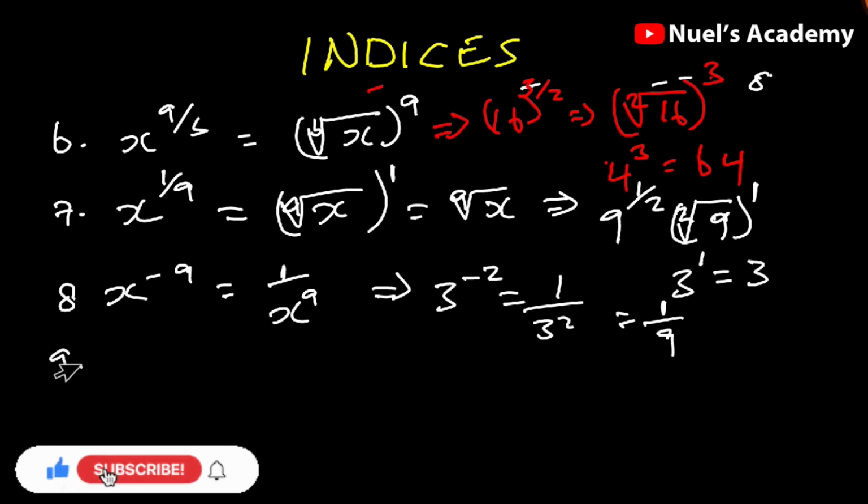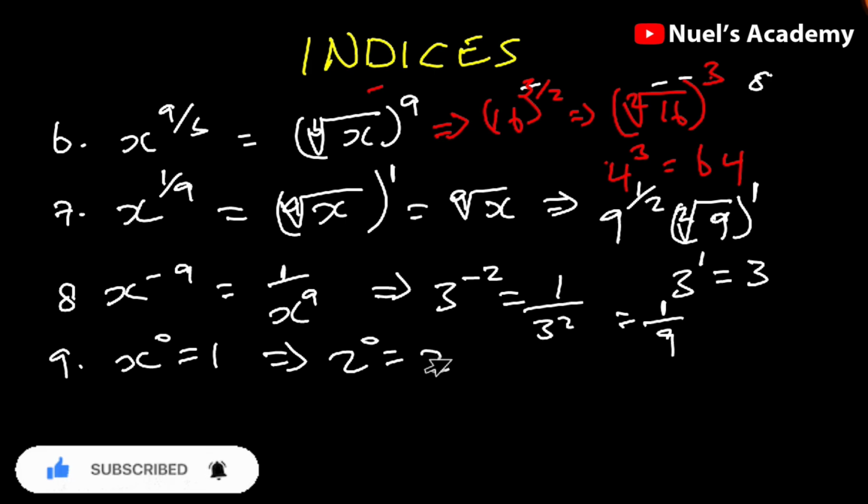So number 9, we have x to the power of 0 is equal to 1. This implies that any number raised to the power 0 is equal to 1. So 2 raised to the power 0 is equal to 1, 3 raised to the power 0 is equal to 1, 4 raised to the power 0 is equal to 1. Any number at all, or any variable raised to the power 0 is equal to 1.